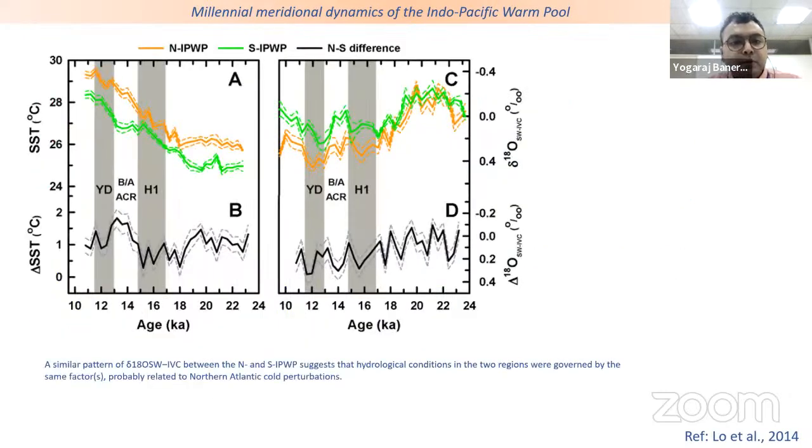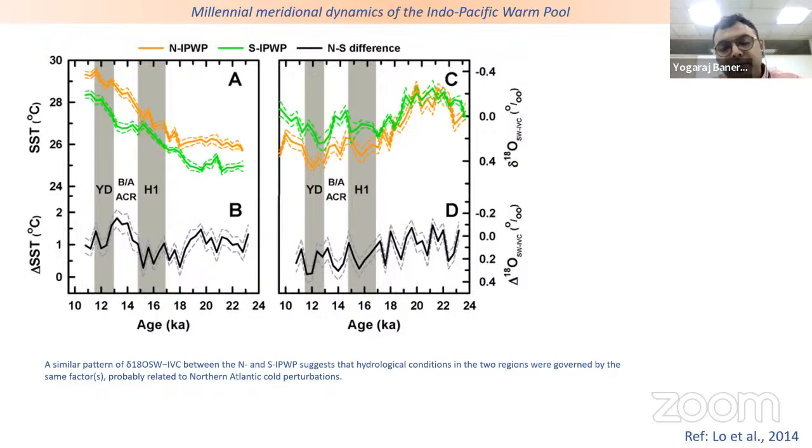In the next figure, you can see that the orange lines represent the stacked record of the northern part of the Indo-Pacific warm pool. The green line represents the southern part of the Indo-Pacific warm pool, and the black line is the difference between the northern and the southern part of the Indo-Pacific warm pool region. Panel A represents the SST record, and panel B is the delta, the difference in the SST between the northern and the southern part of the Indo-Pacific warm pool region.